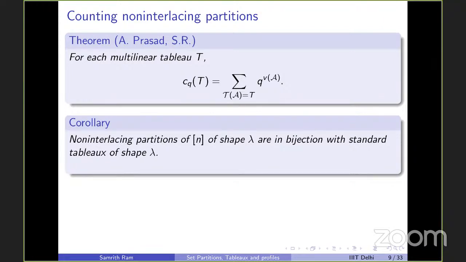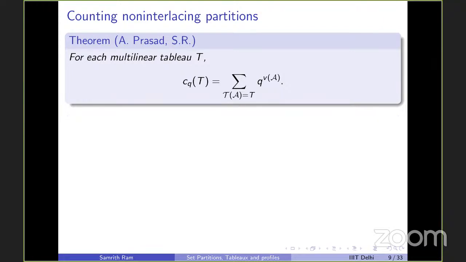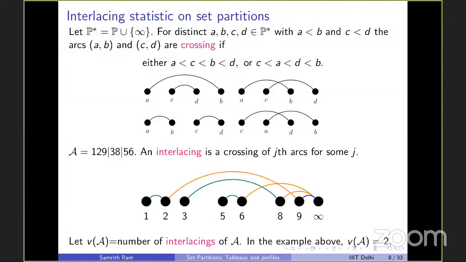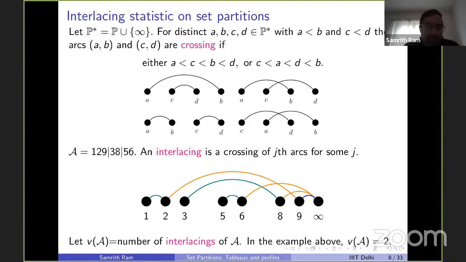If you have crossings between green and crossings between other colors, you just sum the crossings. The total number of crossings is what you sum to get VA. So it is the total number of interlacings of the first arcs plus the total number of interlacings of the second arcs and so on. Okay, got it. Thanks.